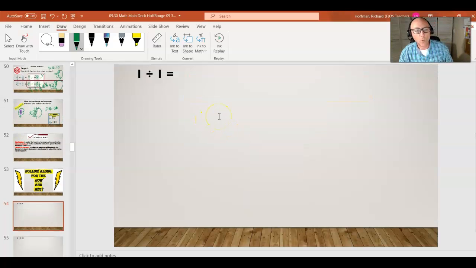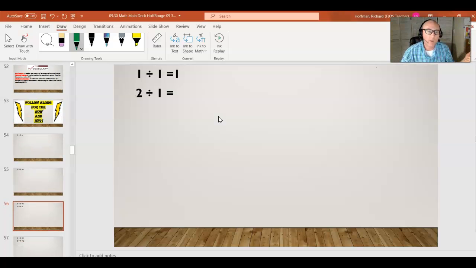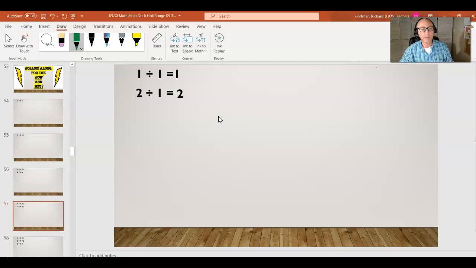So roll with me. 1 divided by 1. Well, 1 divided by 1 is 1, right? And 2 divided by 1 is 2. How do we know these things, by the way? Because we can do it the other way around. We can check it with multiplication, because there's a multiplication-division relationship. If 1 divided by 1 is 1, then 1 times 1 is 1. If 2 divided by 1 is 2, then 2 times 1 is 2. You see the pattern? Let's keep going.